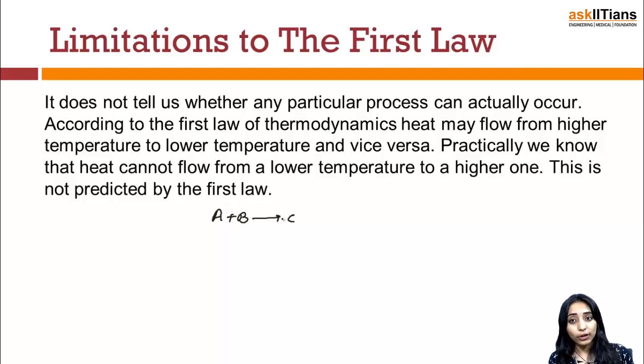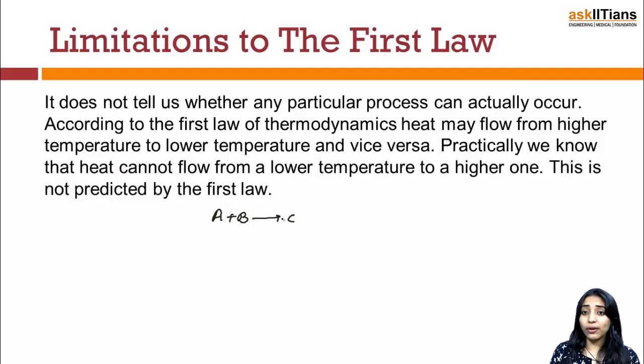According to the first law of thermodynamics, heat may flow from higher temperature to lower temperature and vice versa. That's quite obvious, because the first law considers only the flow of heat. That means you can talk of the flow of heat from a body of high temperature to a body of low temperature, and also, according to the first law, from a body of low temperature to a body of high temperature. Practically, we know that heat cannot flow from a body of low temperature to a body of higher one. But this cannot be called a prediction of the first law.